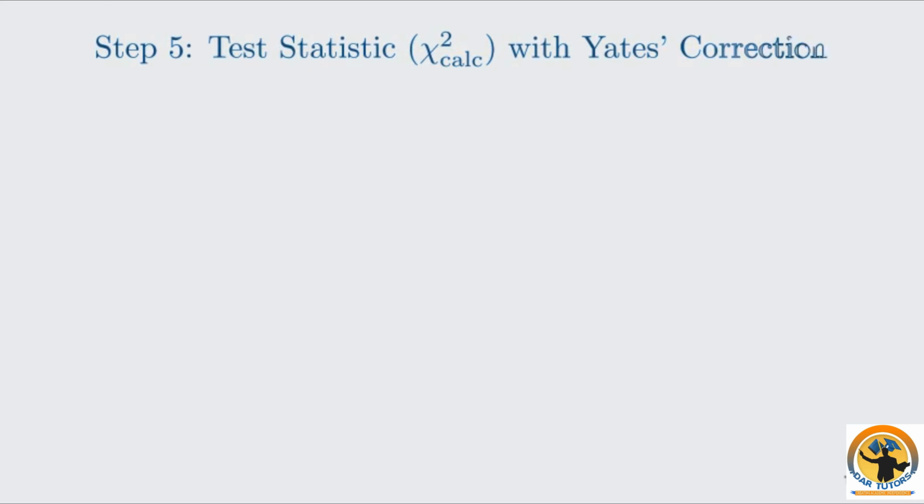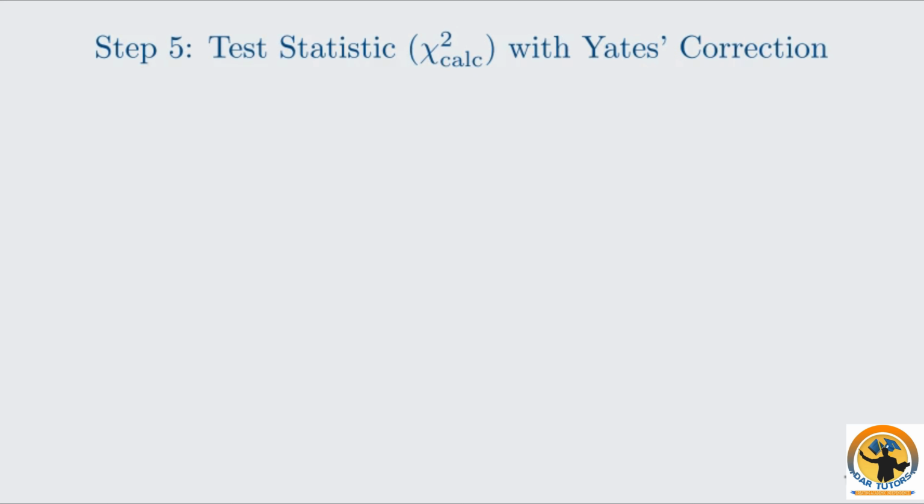We're in the final stretch of our fourth practice problem. We have calculated the expected frequencies and identified that we need to use Yates's correction. Step 5. Calculate the test statistic using Yates's continuity correction. Remember, we must do this by hand.